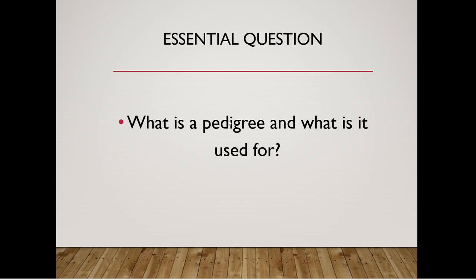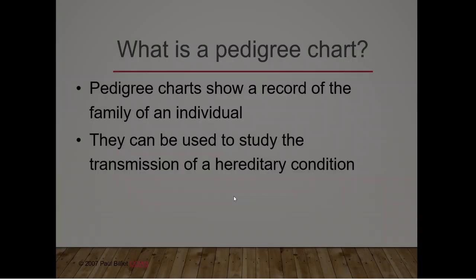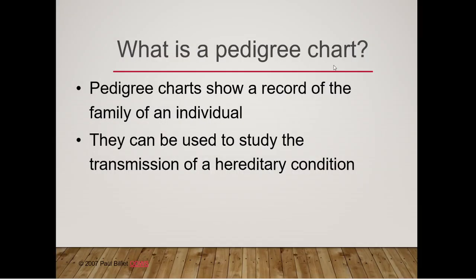Okay, our essential question here is, what is a pedigree and what is it used for? Hopefully we'll be able to answer that by the end. So what is a pedigree chart? Well, a pedigree chart shows a record of the family of an individual. So we start with a single individual and we track their family. And they can be used to study the transmission of a hereditary condition, which just means that it seems to have some kind of genetic portion to it, that it is passed through the genes.